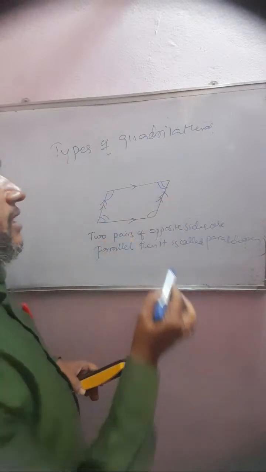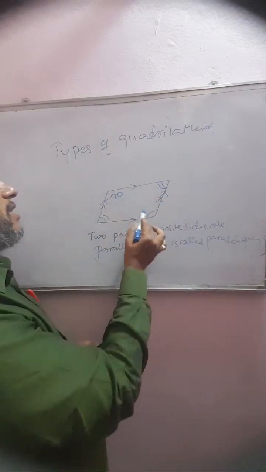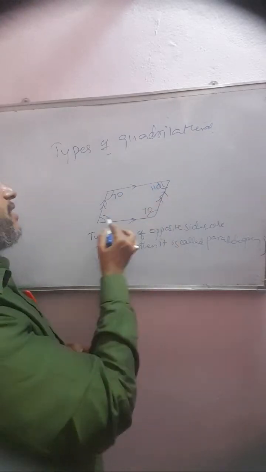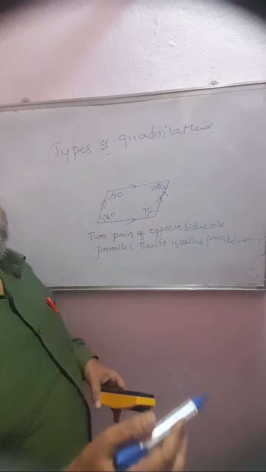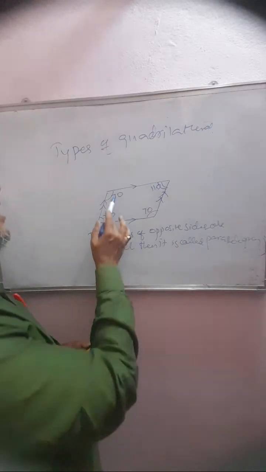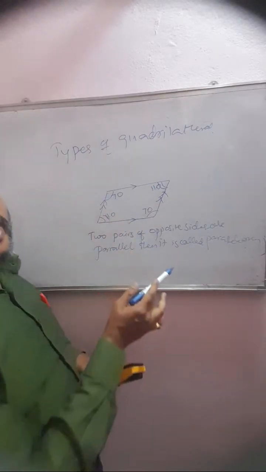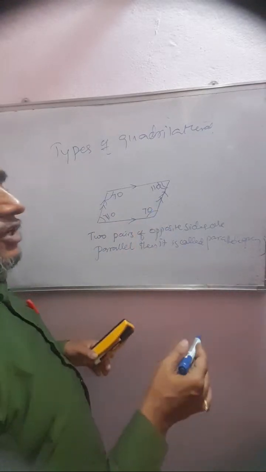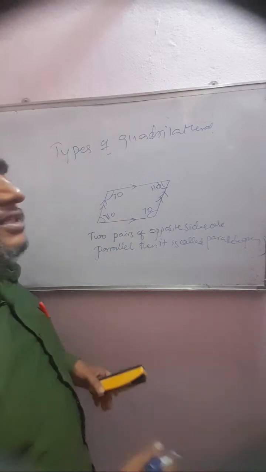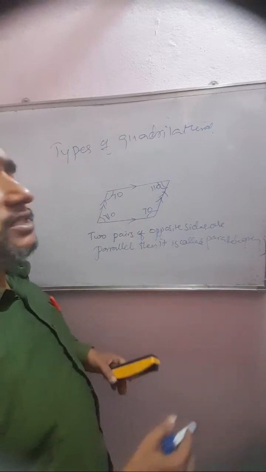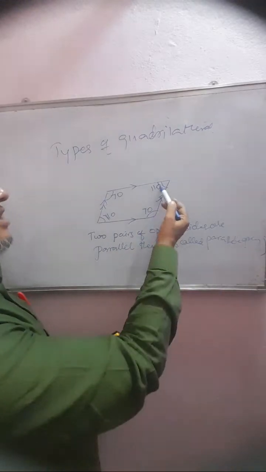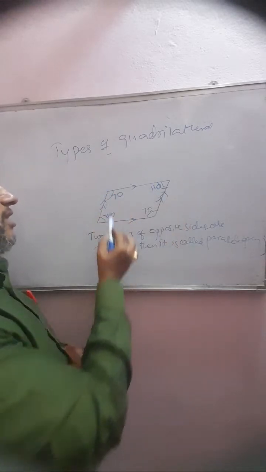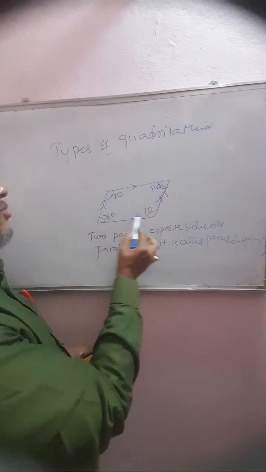What does it mean? If this is 70, this is also 70. And if it is 110, this is also 110. You can check in any parallelogram, the opposite angles will be equal. And adjacent angles: actually, when I introduced quadrilateral, I should have introduced the adjacent angles. Which are called adjacent angles? The angles which are side by side. These two are adjacent, these two are also adjacent, these two are adjacent, these two are adjacent.